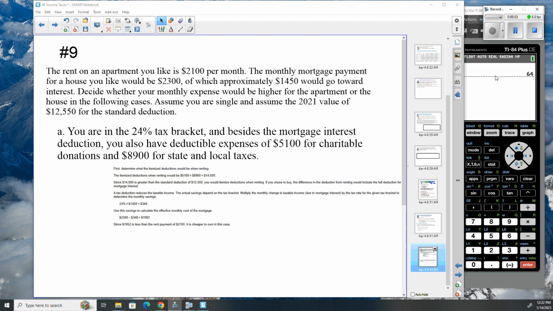Okay, so number 9 on your 4E assignment's kind of a little bit more tricky, so I just wanted to walk through it. You'll have a problem similar to this. The numbers will probably be different, but you'll go through a similar process.